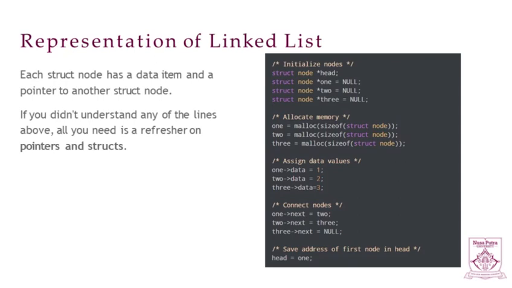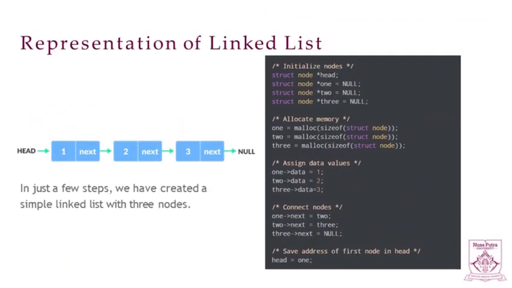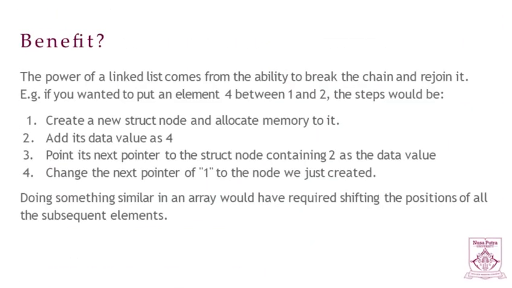It works with pointers and structs where we allocate memory for 1, 2, 3 first of all, and then when we allocate their addresses, now we allocate the values for the addresses. Remember, the first is always called the head, and the last is always called the null. And this is all about representation of a linked list.